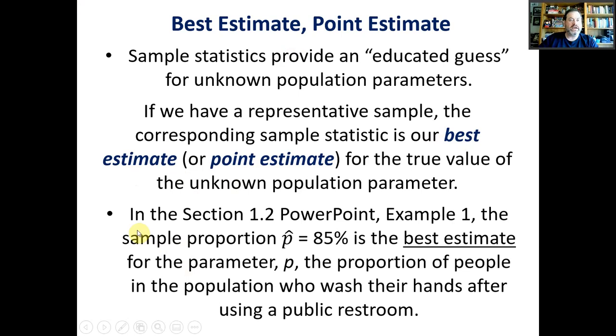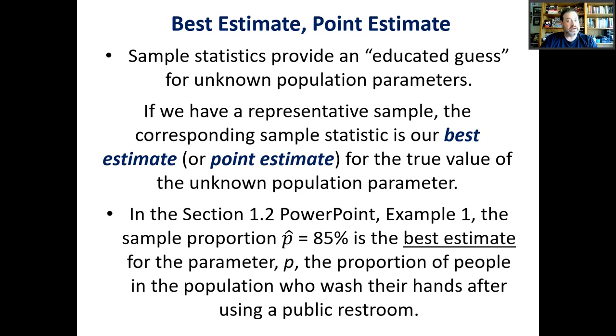So, talking about washing hands, in the section 1.2 PowerPoint, example 1, the sample proportion of p hat equals 85% is the best estimate for the parameter p, the proportion of people in the population who wash their hands after using a public restroom. So this example at the bottom is sort of just a callback to what we did before. So p hat is how we estimate p. Nobody knows the proportion of people who wash their hands in a public restroom. It is not knowable, but it can be estimated to a certain degree of precision with random sampling and some other stuff we're going to learn.